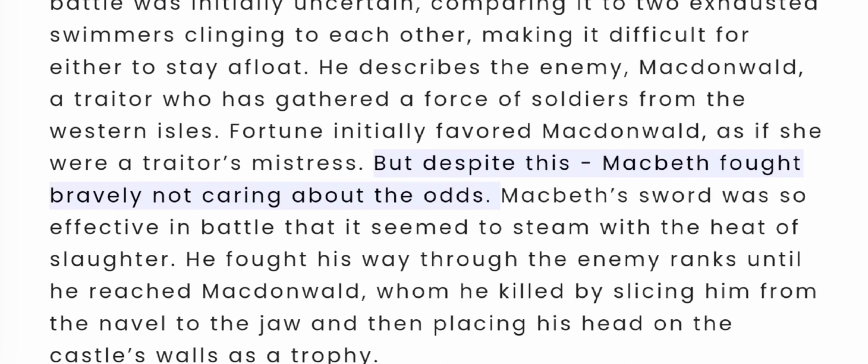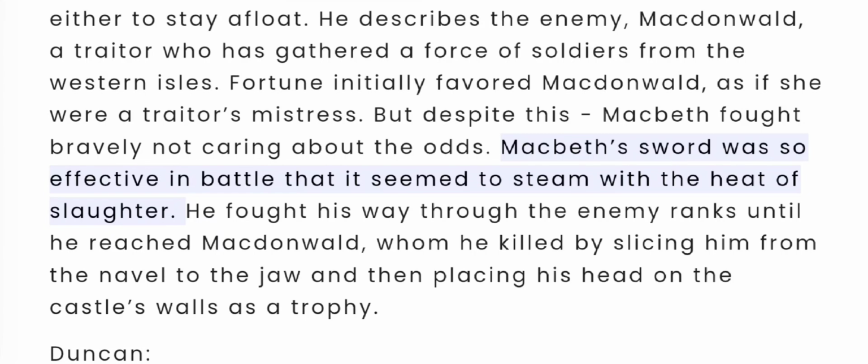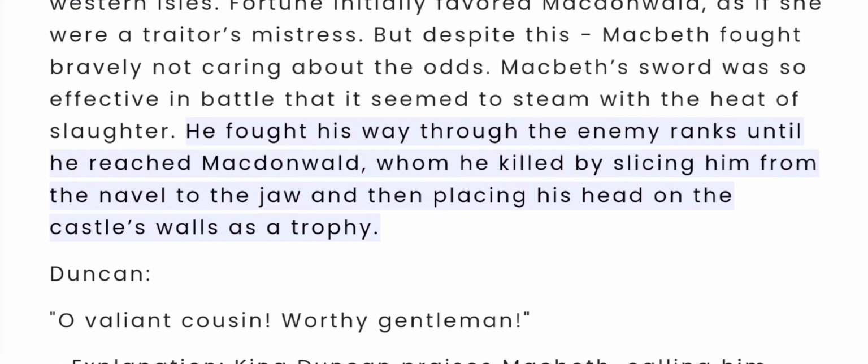But despite this, Macbeth fought bravely, not caring about the odds. Macbeth's sword was so effective in battle that it seemed to steam with the heat of slaughter. He fought his way through the enemy ranks until he reached Macdonald, whom he killed by slicing him from the navel to the jaw, and then placing his head on the castle's walls as a trophy.